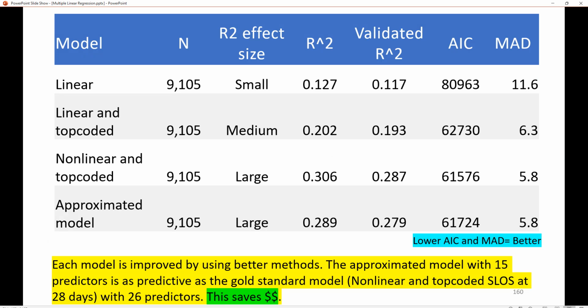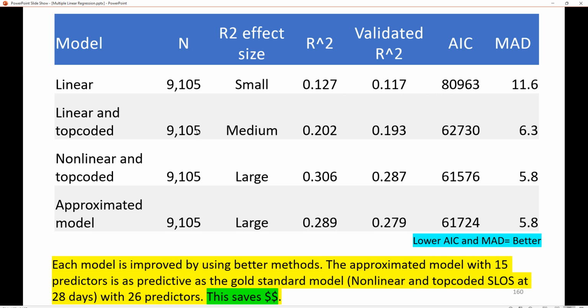And here we have the model summary. So we made three models. We had a linear model, and again, we're using the data set from our single imputation, so we actually have that missing data filled in for all our predictors. From that model that's linear and additive, the R-square effect size is small. The R-square is 0.127. Our validated R-square is 0.117. The AIC and MAD values are to the right.